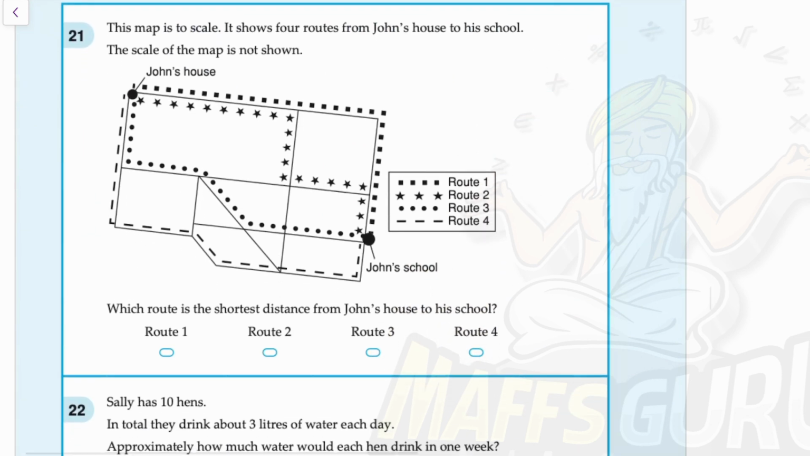The map is drawn to scale. It shows 4 routes from John's house to his school. The scale of the map is not shown. Which of the routes is the shortest distance?